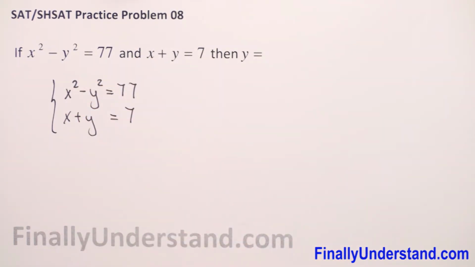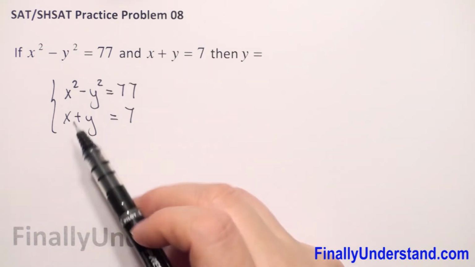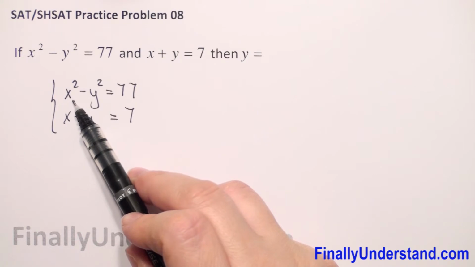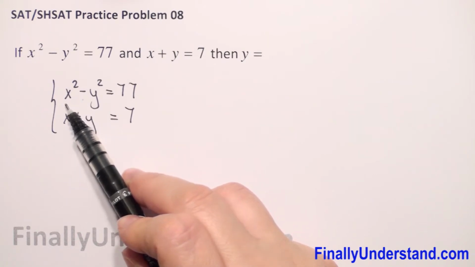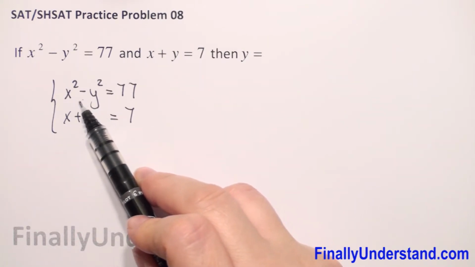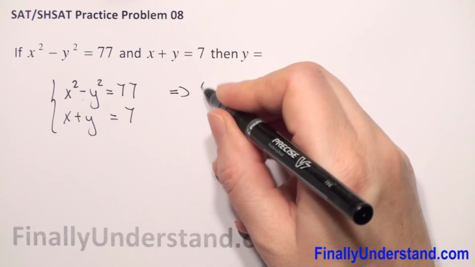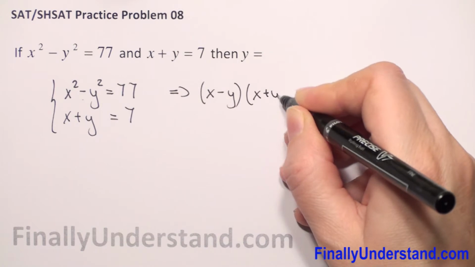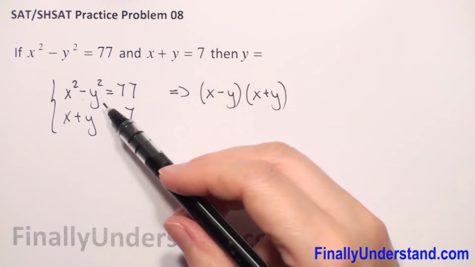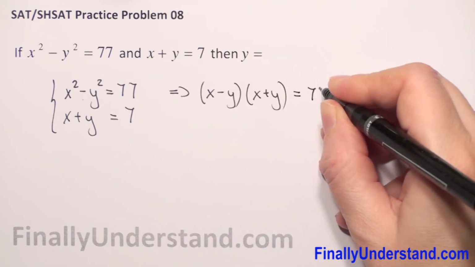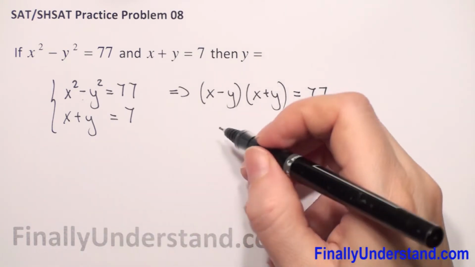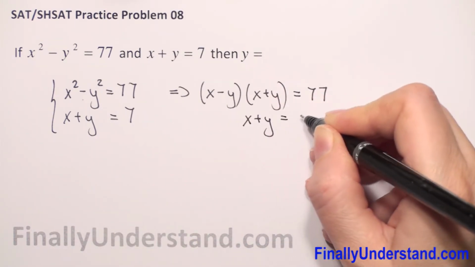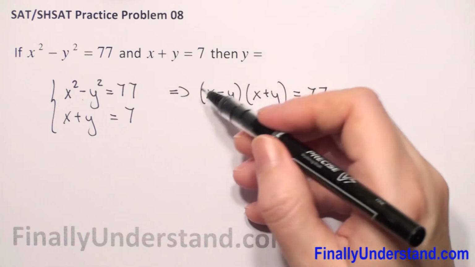So how do we solve these two equations? Because on the left side in the first equation we have a difference of squares, we can rewrite this expression. This is x minus y times x plus y, and this is equal to 77. And the second expression we can copy. We have given that x plus y is equal to 7.